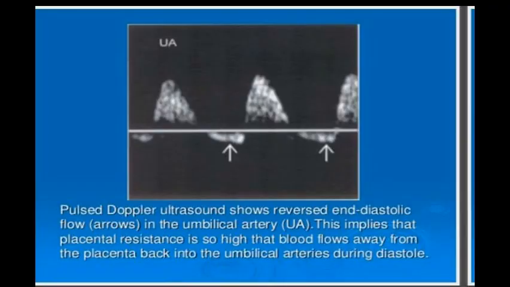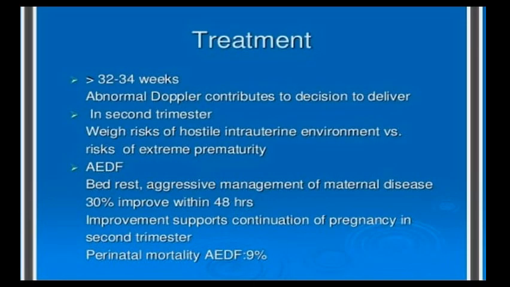Pulse Doppler ultrasound shows reversed end diastolic flow in the umbilical artery. This implies that placental resistance is so high that blood flows away from the placenta back into umbilical arteries during diastole. If the pregnancy is more than 32 to 34 weeks, abnormal Doppler contributes to decision to deliver.